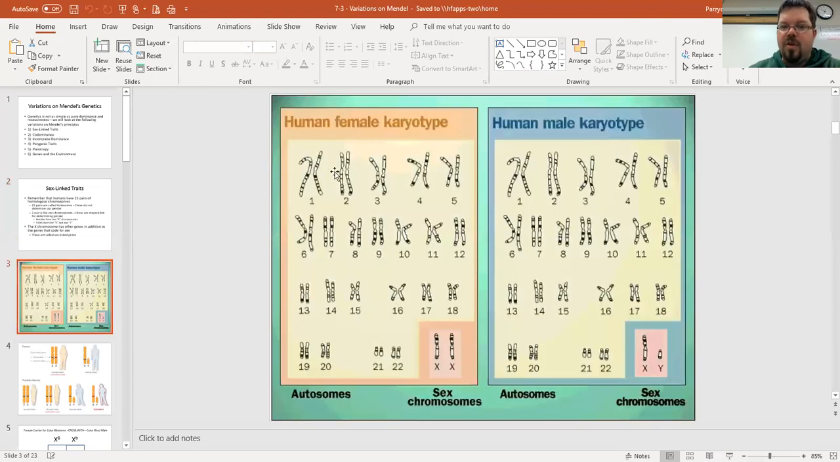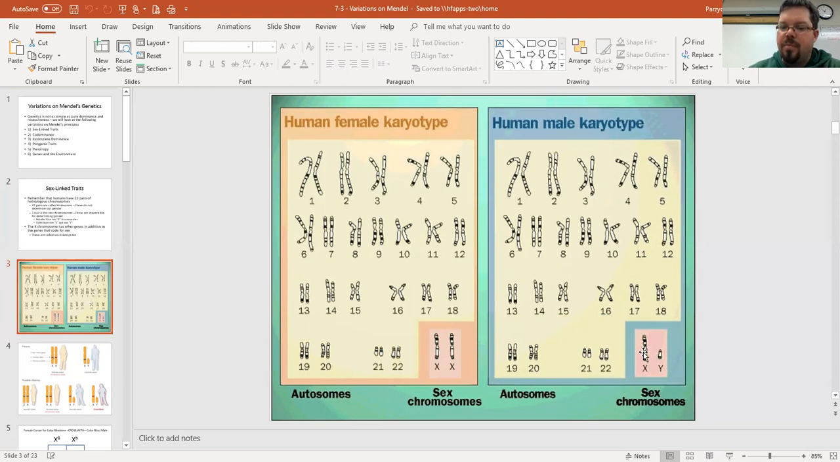So here's a human female versus male karyotype. And here are those 22 autosomal pairs. There's that 23rd pair, the sex chromosomes that determine gender: 2 X chromosomes in the case of females, and then males have an X and a Y. And you can see that the X chromosome is physically larger than the Y chromosome.